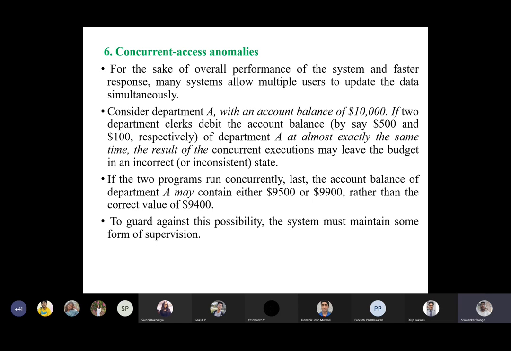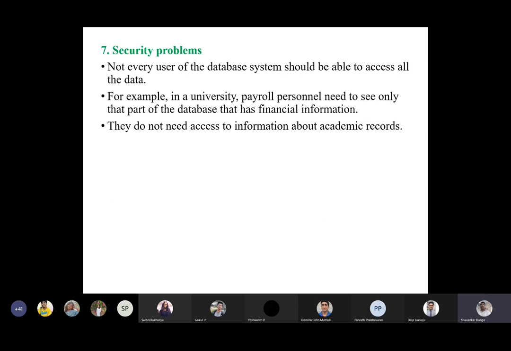So we go for concurrent execution of transactions to improve the throughput of the system, so that many transactions can occur simultaneously, but it has its own limitation. We have this concurrent access anomaly problem, and this can be overcome by some log-based protocols in the case of database management systems, right?